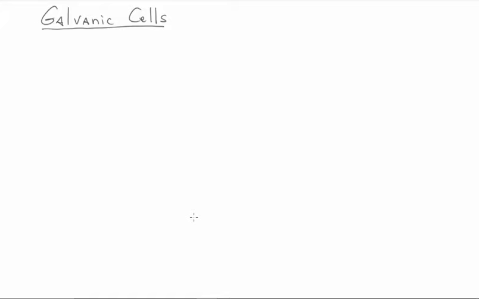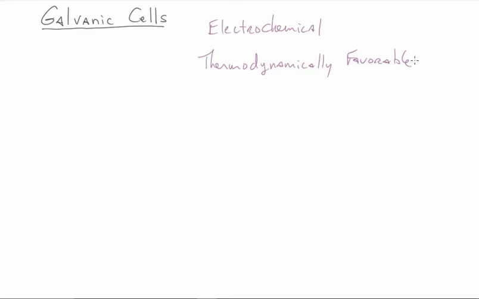Today we're going to take a look at galvanic cells. Galvanic cells are a type of electrochemical cell. If you want me to spell that out, that would be electrochemical. The thing that makes them a unique type of electrochemical cell is that they are thermodynamically favorable. Now, thermodynamically favorable is a really fancy term for saying that the reactions will occur spontaneously.